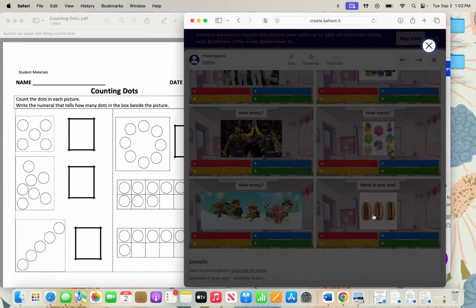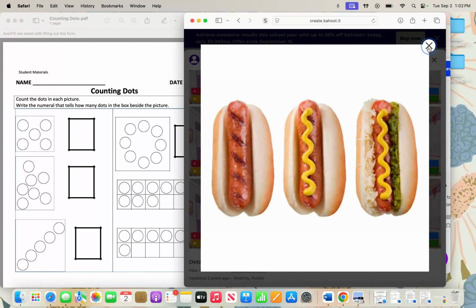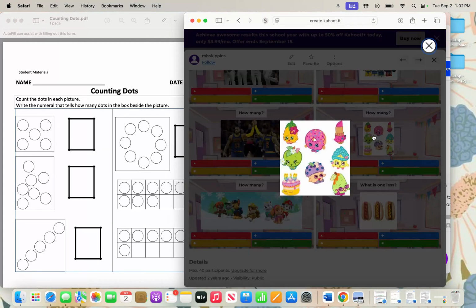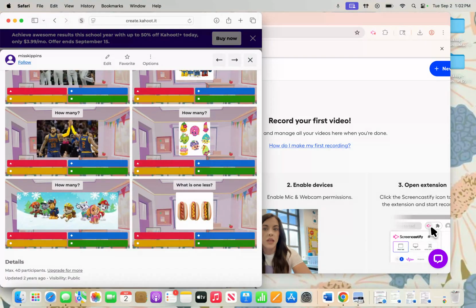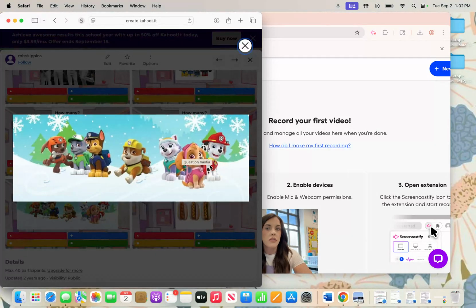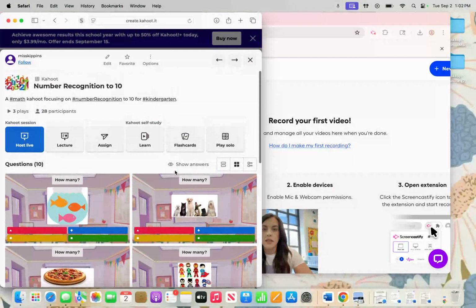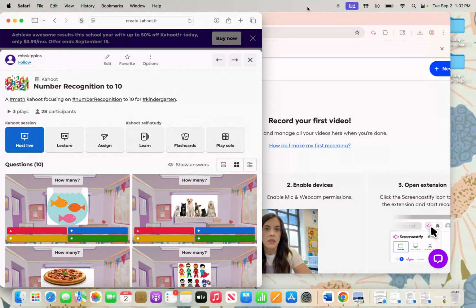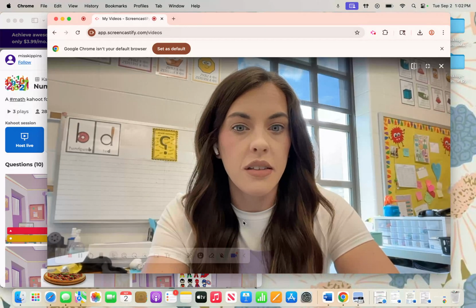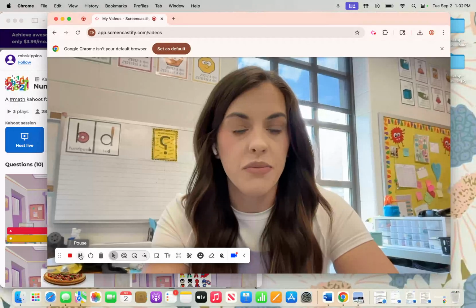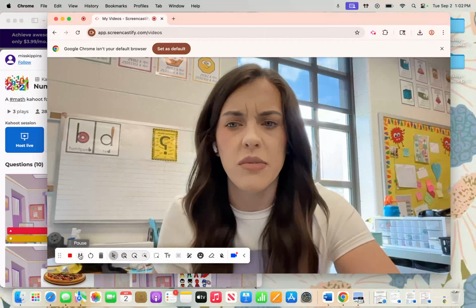So like here, that is organized, but this one would not be organized because they're not all lined up the same. Same thing with the Paw Patrol. This is not organized. They're not in a straight line like our 10 frame. So we're going to play this Cahoots game for an unorganized arrangement or scattered arrangement.